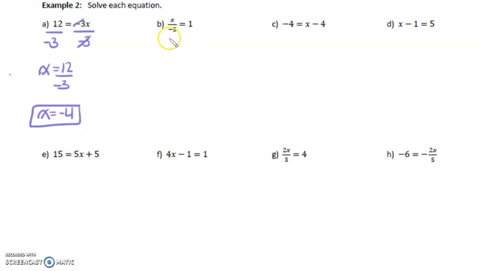Okay, x over negative 5 equals 1. Right now, the x and the negative 5 are divided, so we have to go ahead and multiply both sides by negative 5. I'll bracket that so we know it's not subtraction. So this negative 5 over negative 5 cancels, and we're left with 1 times negative 5, which is negative 5.